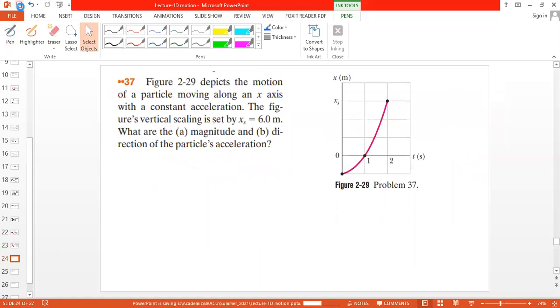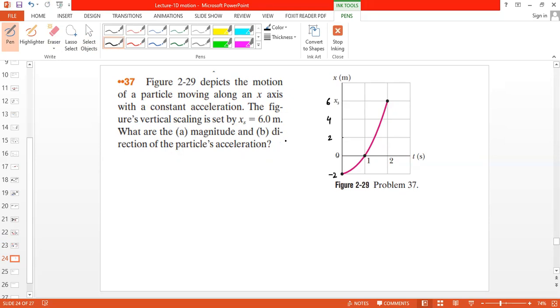Number 37, they are saying figure 2.29 depicts the motion of a particle moving along. So this is a curve. This is showing the motion of a particle that is moving along x direction at a constant acceleration. So acceleration is constant, and this is the position versus time graph. And the figure's vertical scaling is set by xs equal to 6. So xs is 6, and this is 0. So this should be 2, and this should be 4, 6, and this should be -2. Okay, this is how the scaling is.